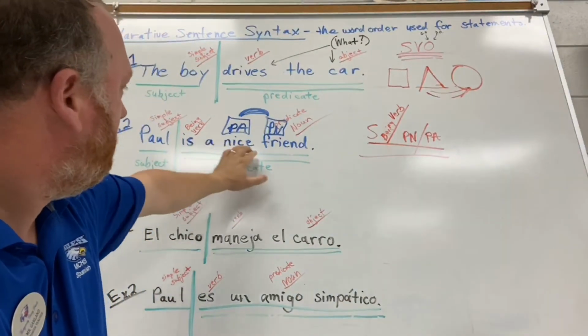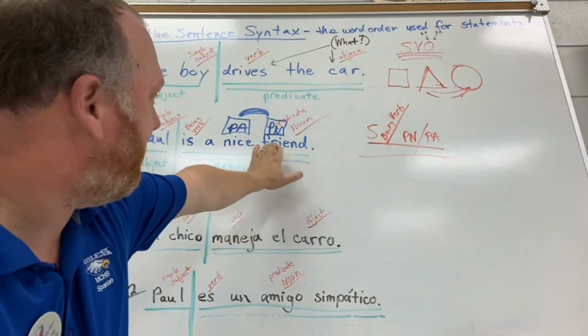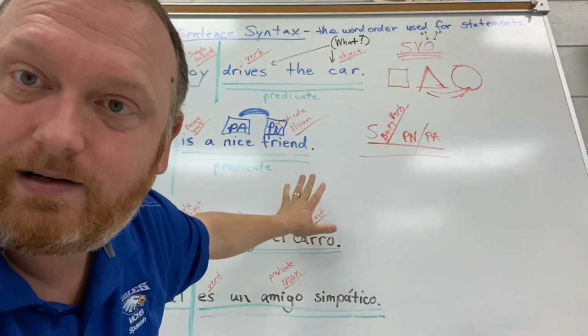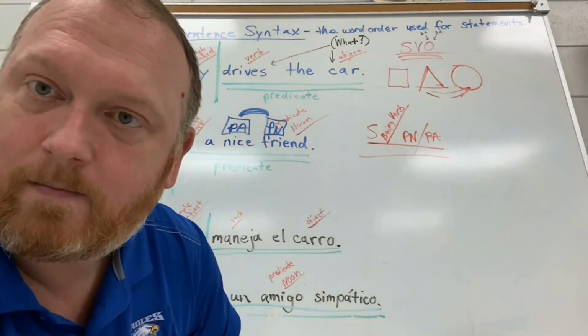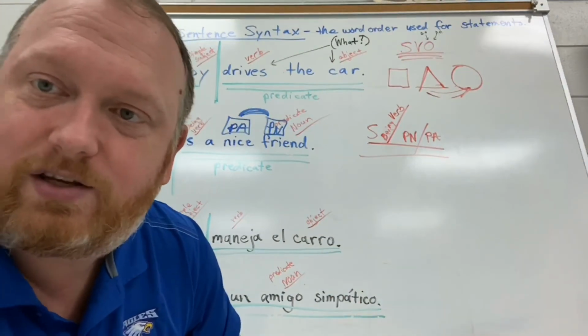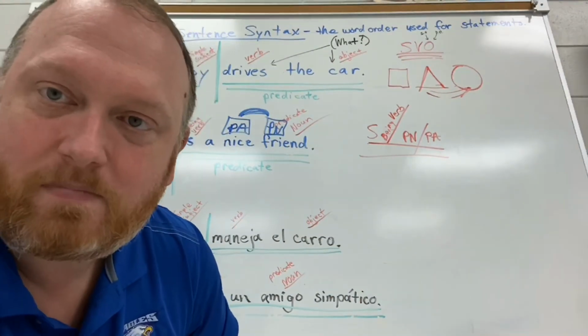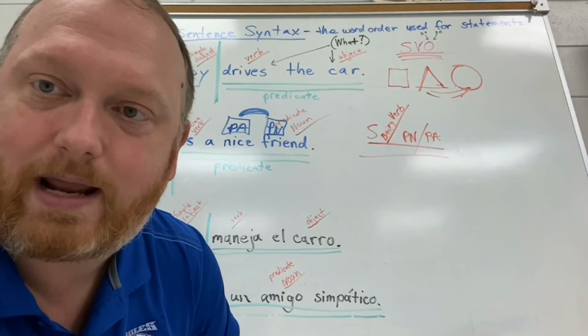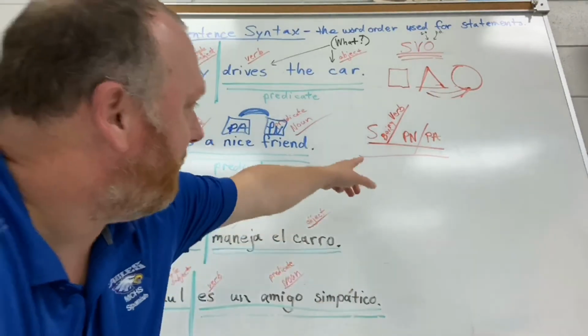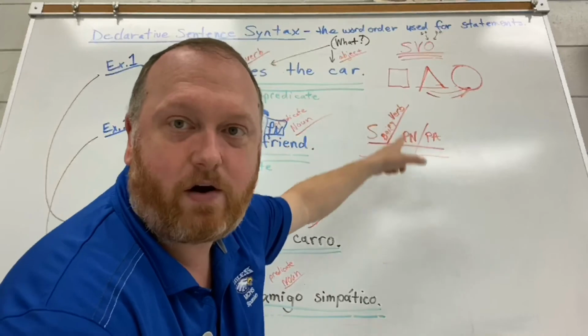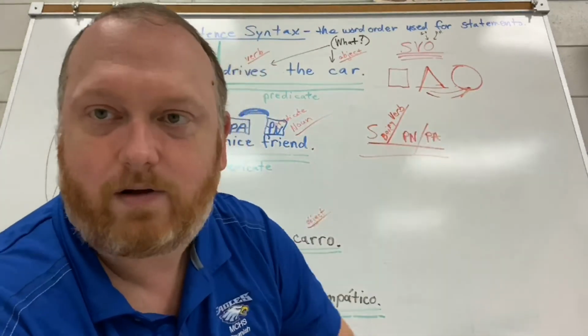So you got Paul is a being verb, so it's just like existing, he is. And then a nice friend. So predicate noun, friend, and adjective, nice. Okay, cool. You say, fine, senor. Okay, so what? Predicate noun, predicate adjective. All right, that's the syntax. Here it is. Subject, a being verb, predicate noun, predicate adjective. Okay, fine.